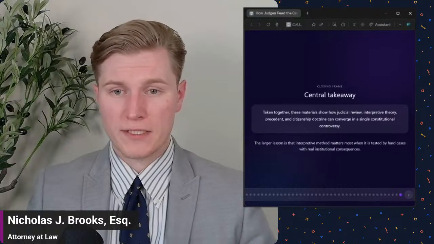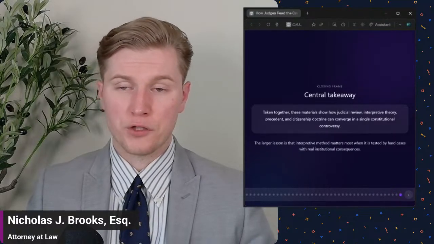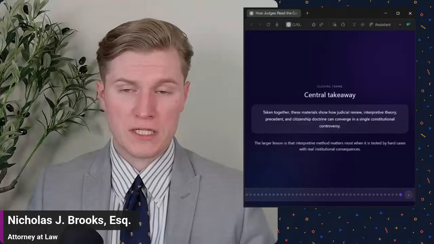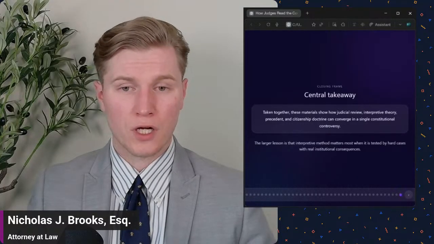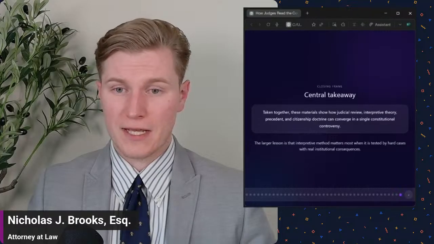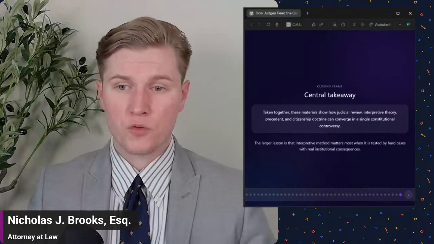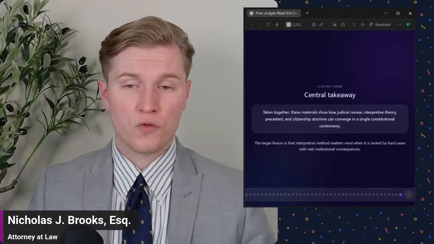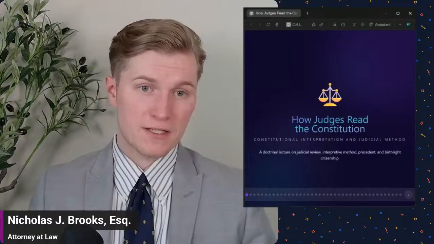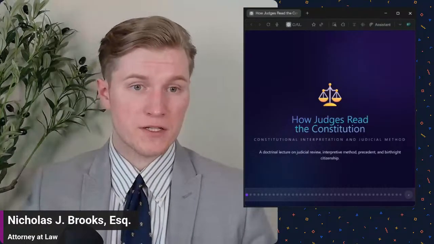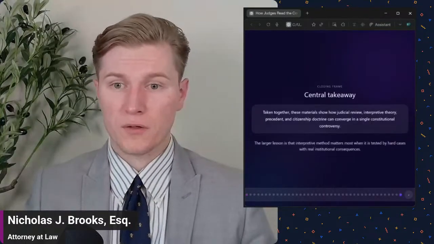Here's our central takeaway. Taken together, these materials show how judicial review, interpretive theory, precedent, and citizenship doctrine can converge in a single constitutional controversy. The larger lesson is that interpretive method matters most when it is tested by hard cases with real institutional consequences, which is definitely this case involving citizenship, because whenever we're dealing with citizenship, it's going to implicate a lot of moral causes and what the law should be in light of Wong Kim Ark.